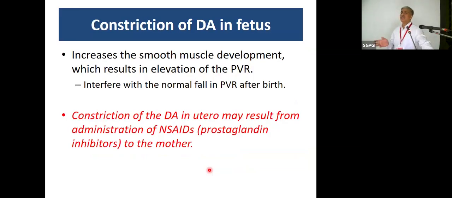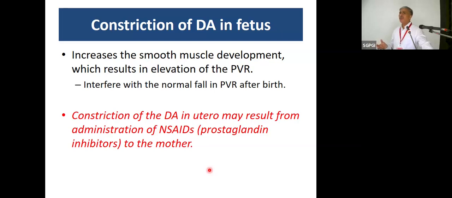So what happens if there is a ductus? I've just kept two or three clinical scenarios, and one of them is ductal closure in the antenatal period because the mother received some NSAIDs. So what will happen? There will be an increase in smooth muscle development, which will result in elevation of the pulmonary vascular resistance.